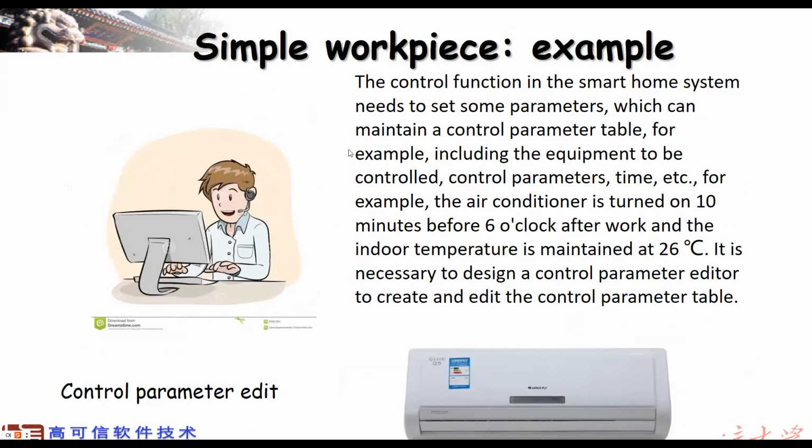Okay, the fourth one is the simple workpiece. We use an example to show it. For example, in smart home systems, there are many control functions, and sometimes you need to set some parameters, which can be maintained in a control parameter table. For example, you can include the equipment to be controlled, the control parameters, the time, etc. For example, if we control the air conditioner so that it turns on 10 minutes before 6 o'clock after work, and the indoor temperature is maintained at 630 degrees. It is necessary to design a control parameter editor to create and edit the control parameter table.